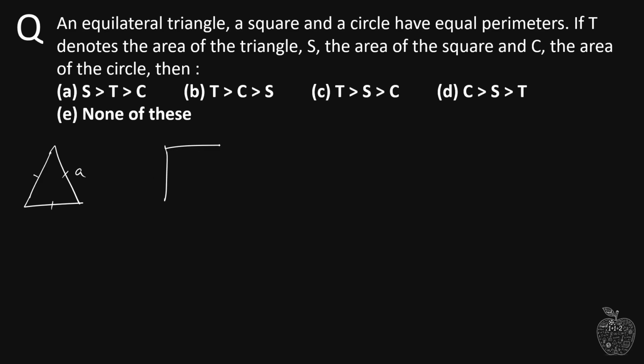There is a square as well, and let's say the side of the square is b. And there is a circle. Let's say the radius is r here. Okay. And we are given that all these three have equal perimeters.